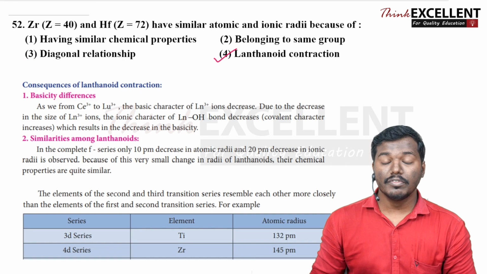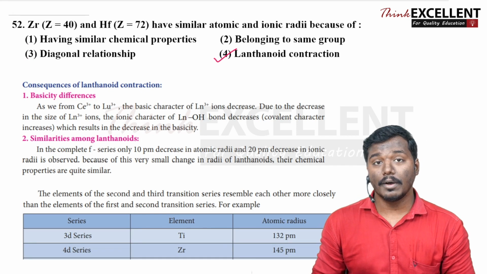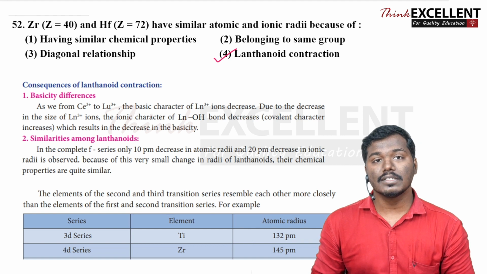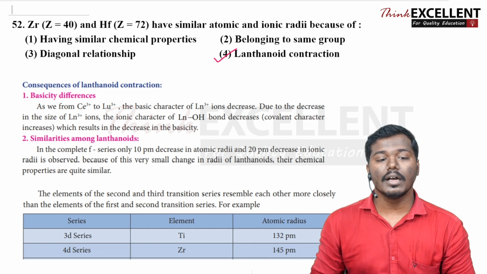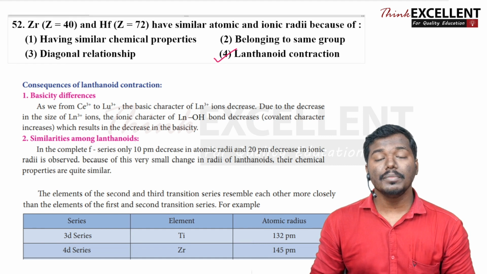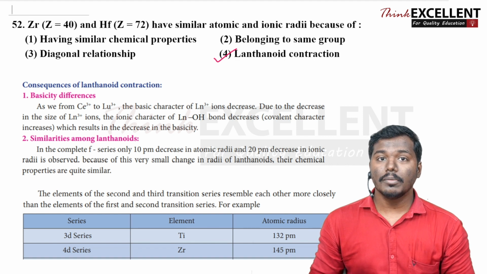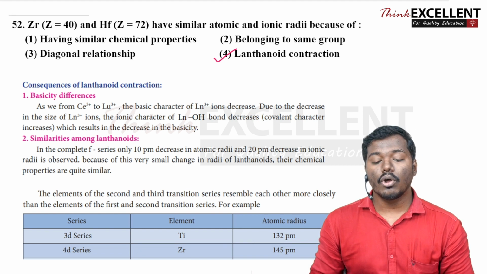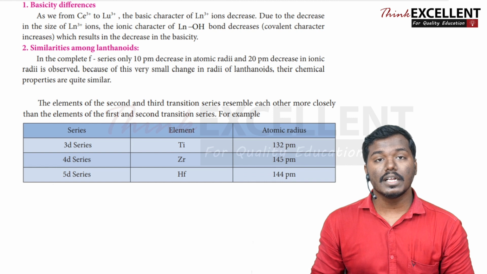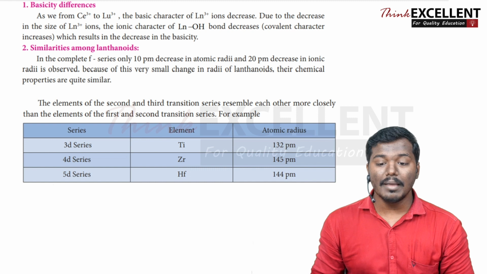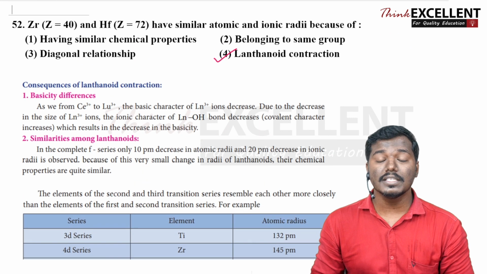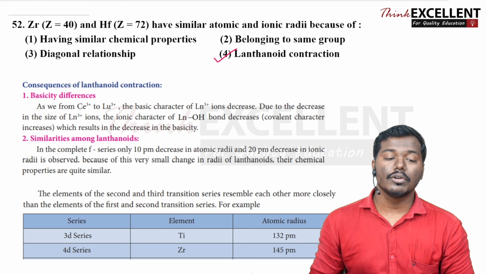So when you take question number 52, you can see that it is asked from the transition and inner transition elements. We have studied lanthanoid contraction, and they have asked from that: zirconium and hafnium have similar atomic and ionic radii because of. In the consequences of lanthanoid contraction, under similarities among elements, we have studied that zirconium in the 4d series and hafnium in the 5d series both exhibit the same atomic radius and ionic radius. It is due to the lanthanoid contraction.